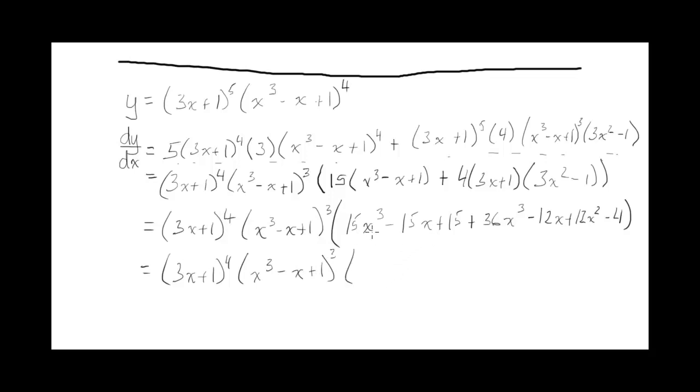Collecting like terms, I have 15x cubed and 36x cubed, which if you add that together, that's 51x cubed. With squares, I have 12x squared, and that's the only x squared term. X terms, I have minus 15x and minus 12x, so that's minus 27x, and then constants 15 and minus 4, so that's plus 11. And that's the derivative, fully simplified, fully factored.